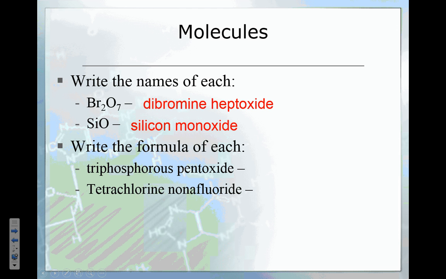Now, when we go to write formulas, it's really simple. All you do is translate the prefixes. Try triphosphorus pentoxide. Well, phosphorus is P, and there's 3 of them. So P3. And pentoxide, pent is 5, and oxide is O, so O5. So P3O5. That's literally all you do. So these are the easiest ones to see on the test because it's a straight translation. Tetrachlorine would be Cl4. Nonafluoride would be F9.